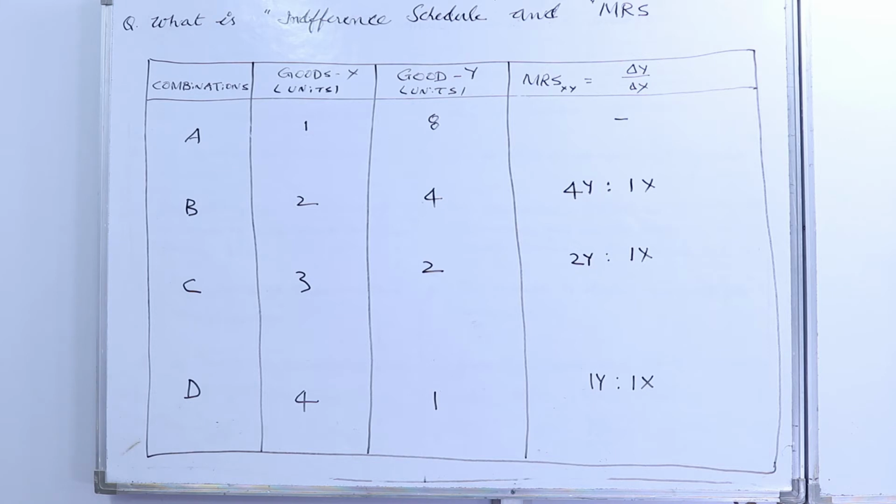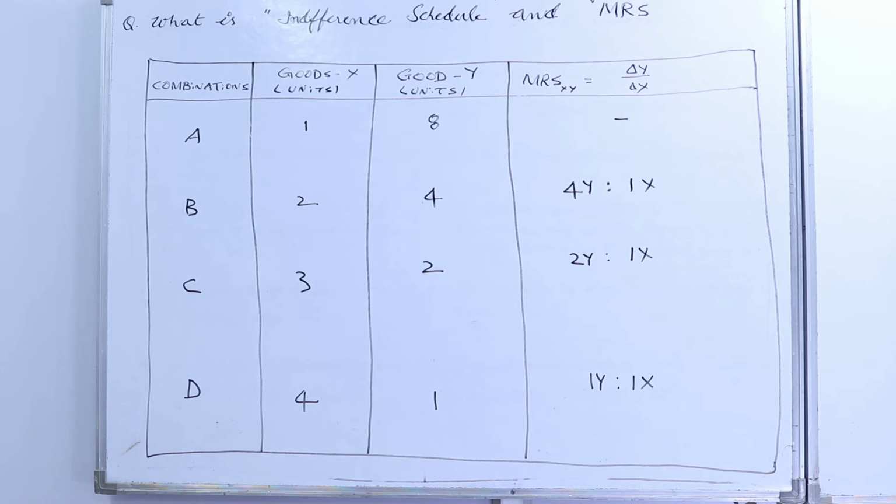The other reason I told you is that you are constrained by your income. Now come to the last one, MRS, that is known as marginal rate of substitution. What exactly is MRS? Look at this table carefully. So at combination A, the consumer is having good X 1 and good Y 8. There is no sacrifice involved here.